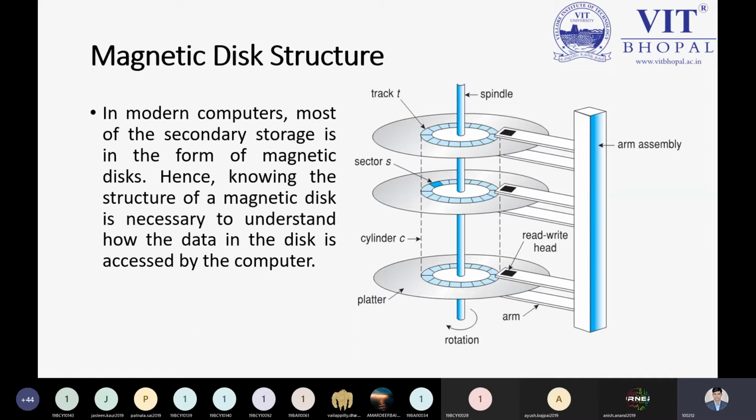In the modern era, we can say that in the modern computer, most of the secondary storage is in the form of the magnetic disk. Hence, knowing the structure of the magnetic disk is necessary to understand how the data in the disk is accessed by the computer. Please keep in mind, this is the most important diagram for understanding disk functionality. So our disk is divided into tracks.